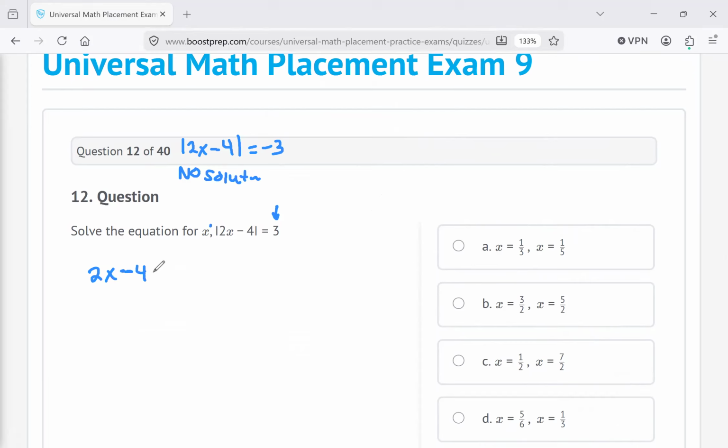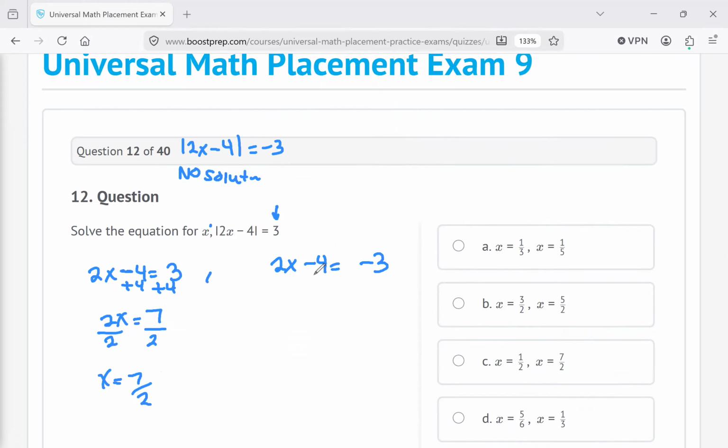The first one is basically the same without the absolute value. The second one is 2x minus 4, and instead of positive 3, we use negative 3, right? Okay, go ahead and solve for x. You're going to add 4 to both sides. You get 2x equals 4 plus 3, which is 7. Then divide by 2, and you get x equals 7 halves.